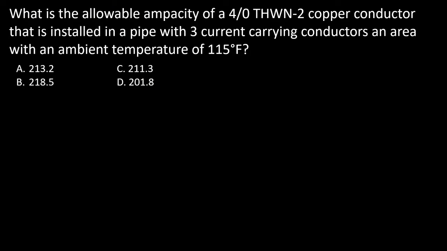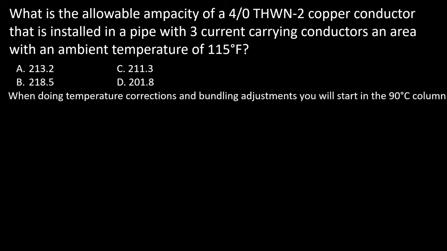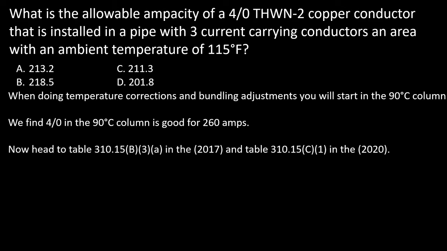What is the allowable ampacity of a 4-aught THWN-2 copper conductor that's installed in a pipe with 3 current carrying conductors in an area with an ambient temperature of 115 degrees Fahrenheit? When we're doing our temperature corrections and bundling adjustments, we always start with our original ampacity in the 90 degrees C column. We're going to find out that 4-aught in the 90 degree C is good for 260 amps. Now let's start with our bundling adjustment. We're going to head to those respective tables, and we're going to find out that for 3 current carrying conductors, there is no bundling adjustment, so we can move on.